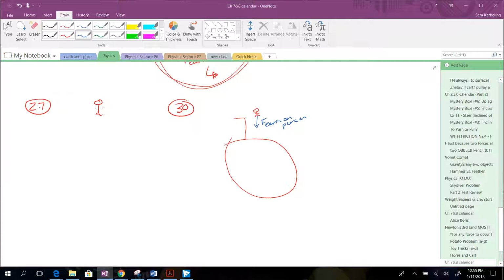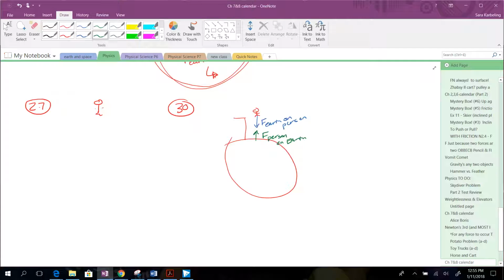What's the Newton's third law pair force that goes with that one? Force of the person on the Earth. Where does that one go? It goes up, right? Force of the person on the Earth. Which force is bigger? Same. They're the same, right? It's a Newton's third law pair.